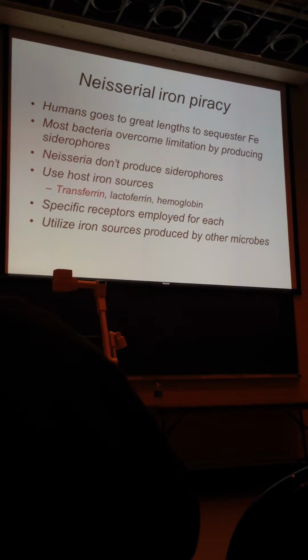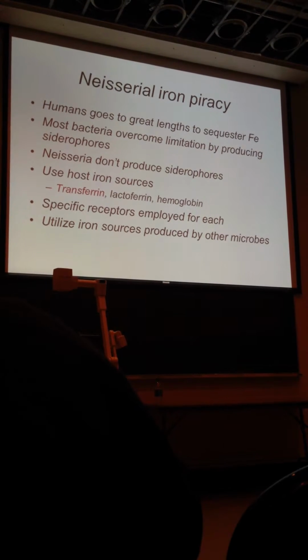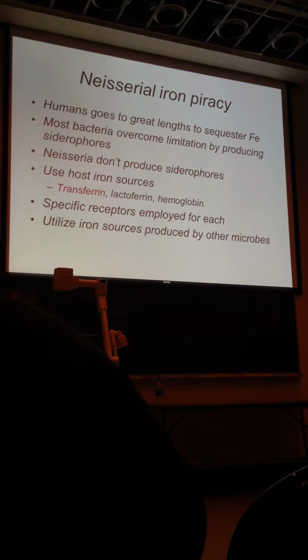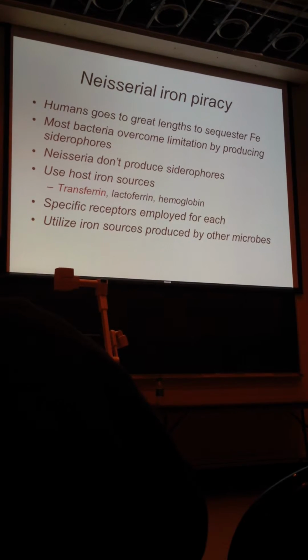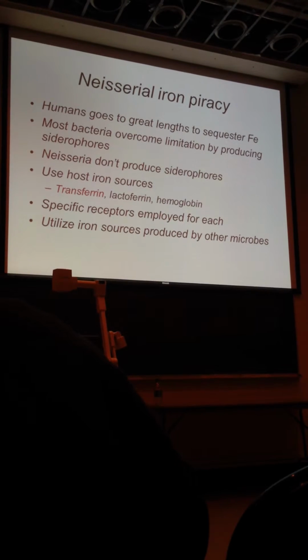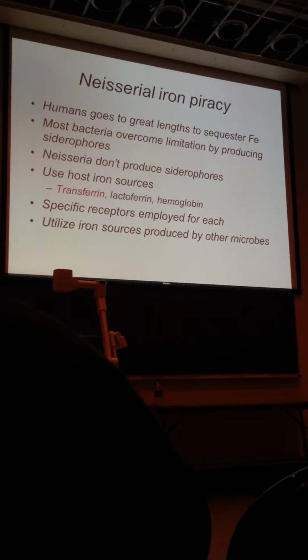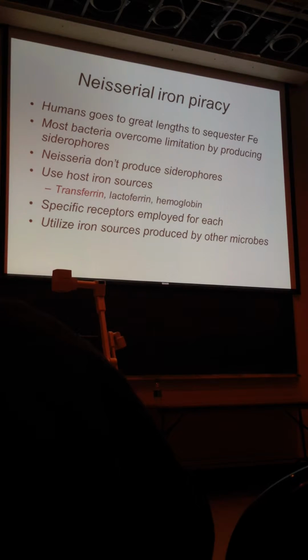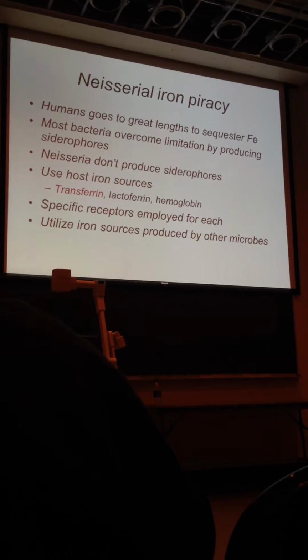Just to remind you, transferrin is found in the serum, and it's a molecule that ferries iron around from the liver where it's made to other places where iron is required. Lactoferrin is found primarily on mucosal surfaces, and hemoglobin is found inside of red blood cells.